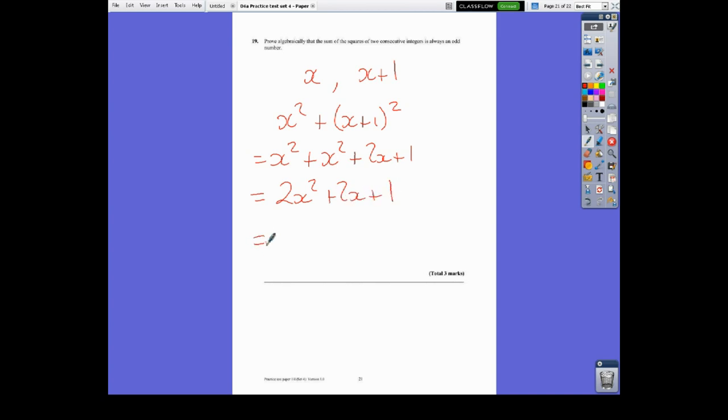Prove that this would be an odd number. 2x² is a multiple of 2, so that would be even. 2x would also be even because it's a multiple of 2. And then plus an odd number would always make it an odd.